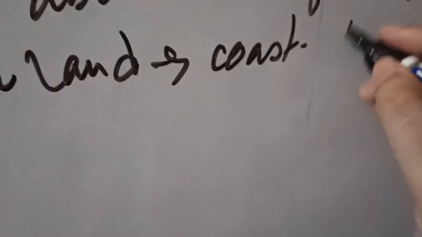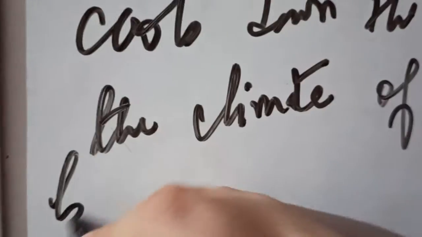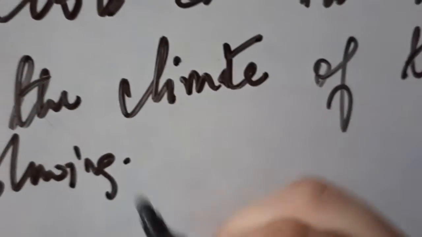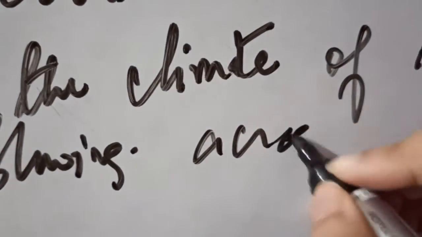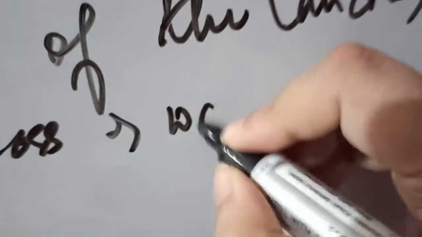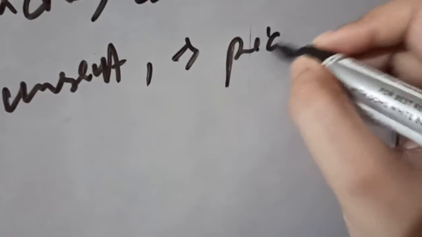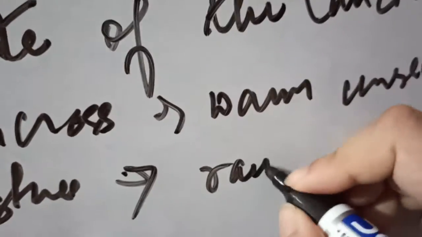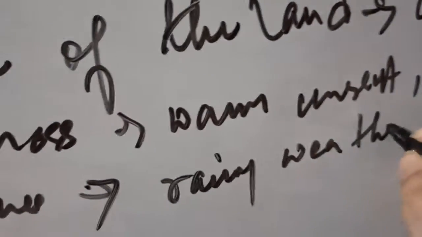Okay, so the winds that are blowing across the warm current actually do what? It picks up the moisture and it brings mild rainy weather to the coastal region.